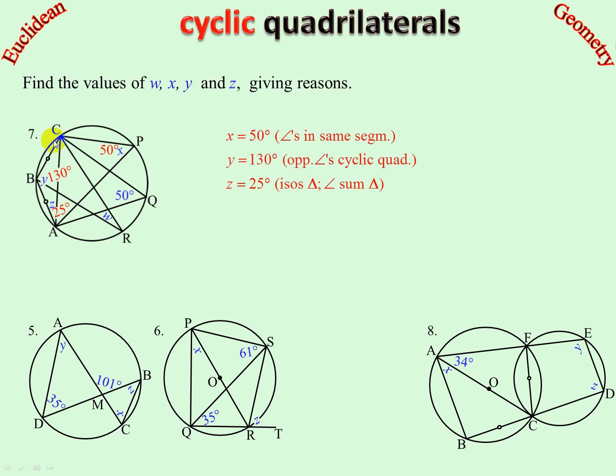W, well, have a look here now. Be observant. You see we have a bow tie. There it is there. So the tips are equal to one another by angles in the same segment.